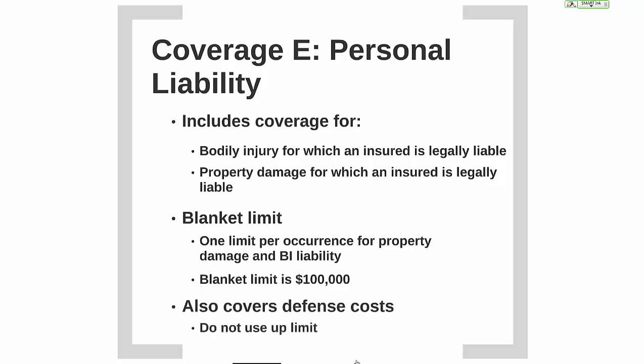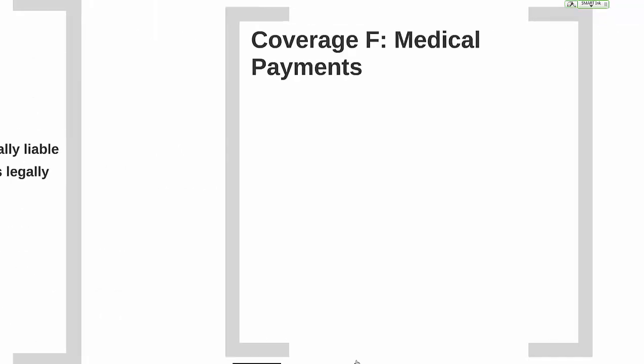Defense costs do not use up the limit. The insurer may actually pay out $100,000 in damages to an injured party, which you were at fault for, but actually pay out an additional $20,000 in defense costs.